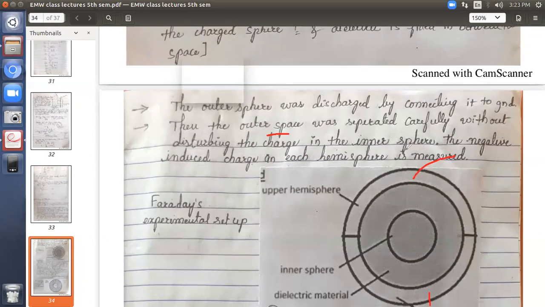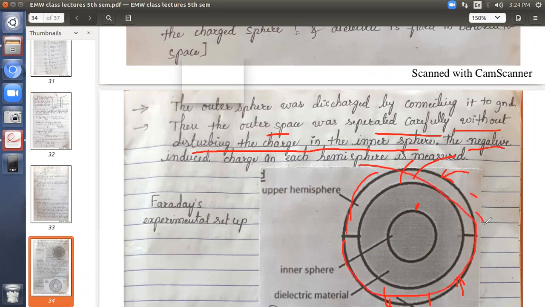Okay, so what observation did he make? Separated carefully without disturbing the charge on the inner sphere. You should not touch this. Only these are removed carefully, and then he measured the charge on the outer sphere. This was his observation. What he observed is that the outer surface of these two hemispheres was accumulated with negative charges, say minus q coulombs.